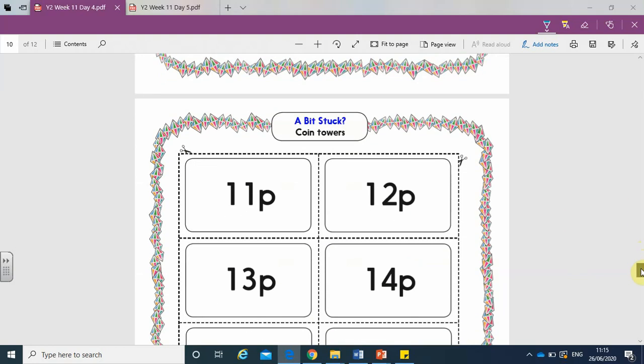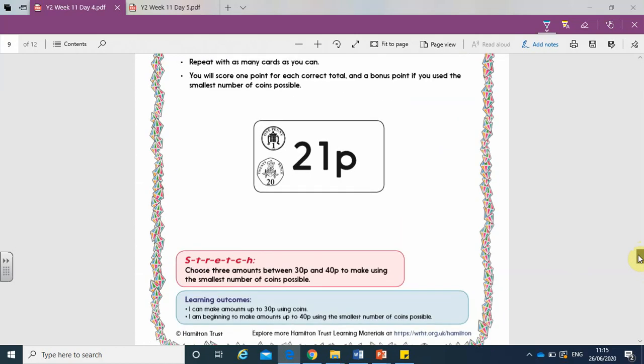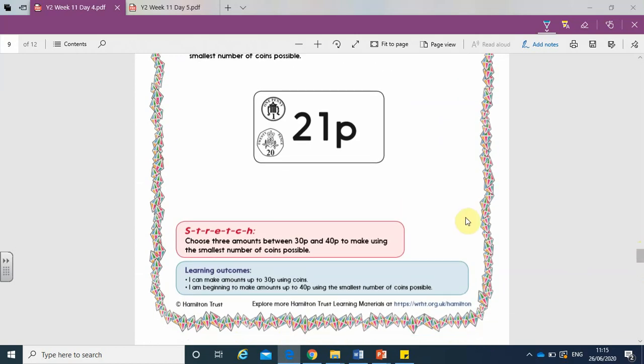Okay, fun game for you to do there. The only issue you might have is having the coins, but if you want to just write them on like that, I think that's a great strategy.